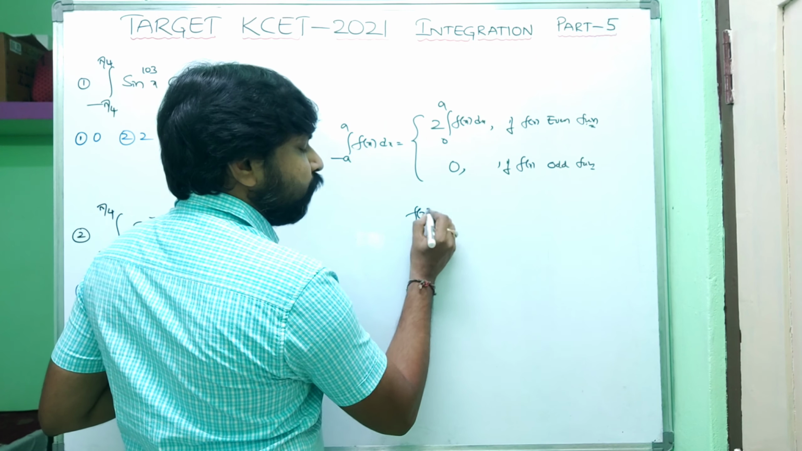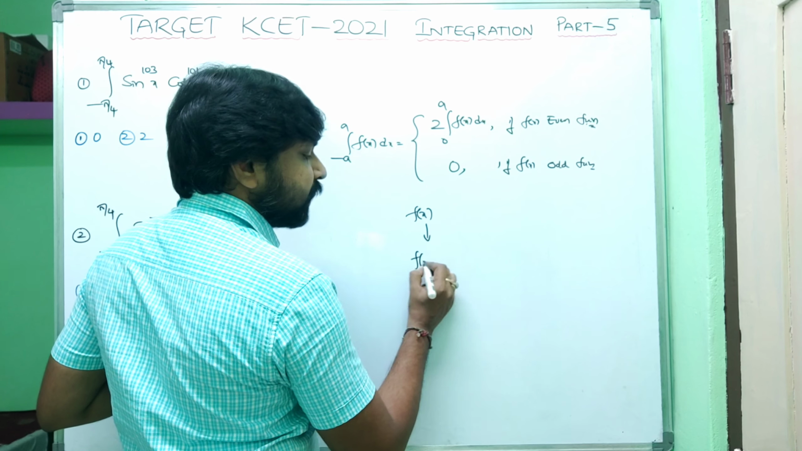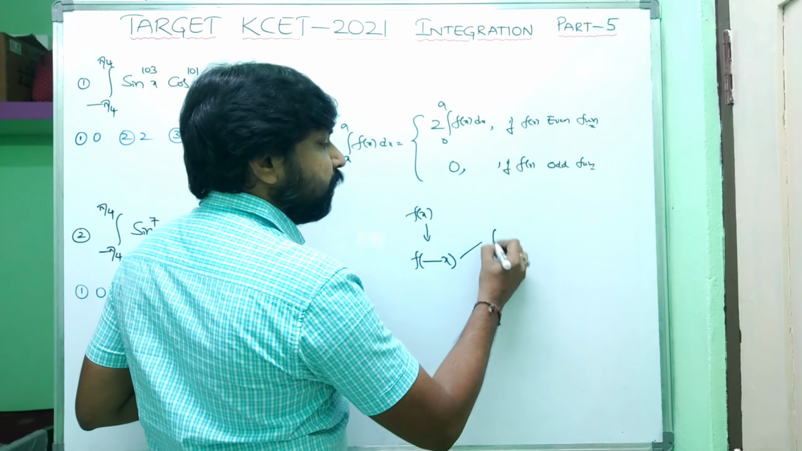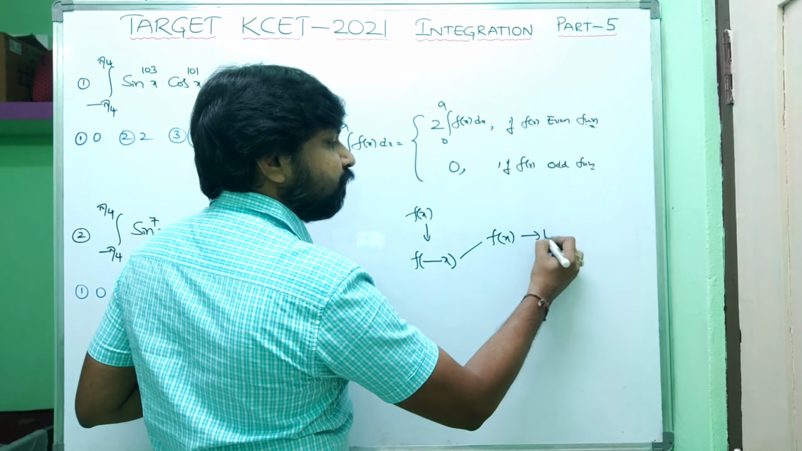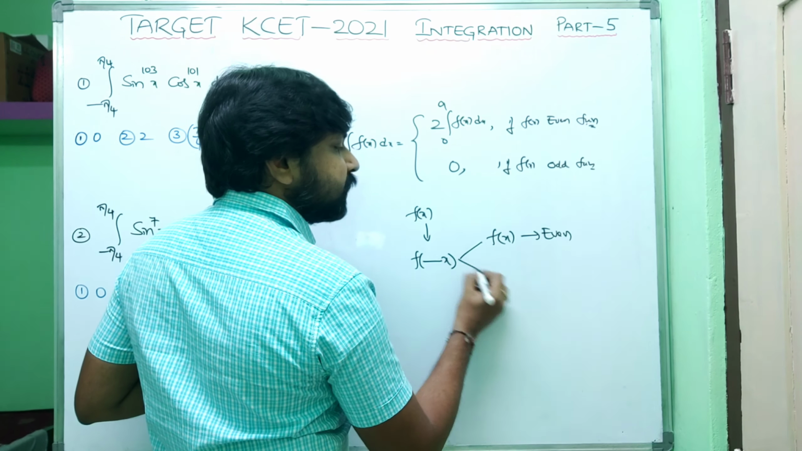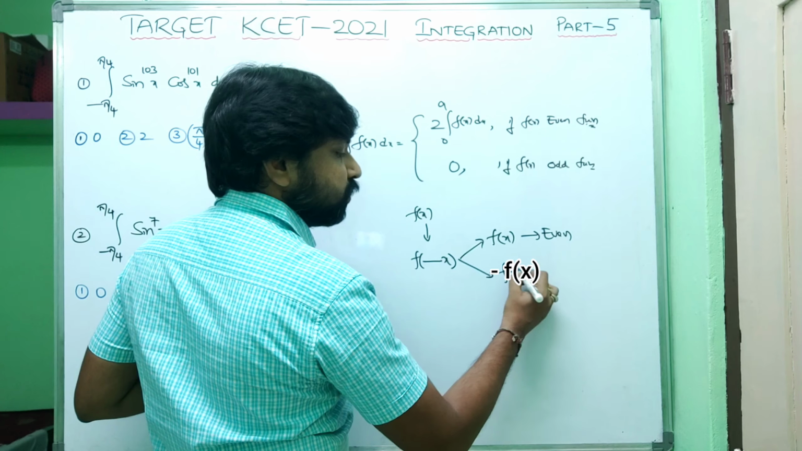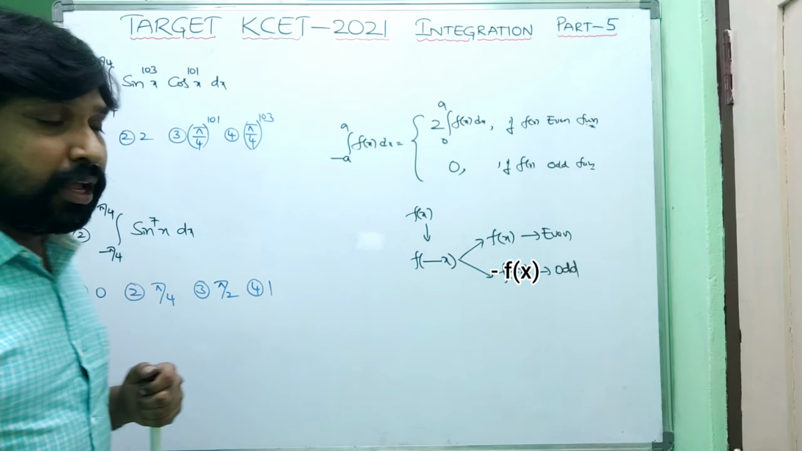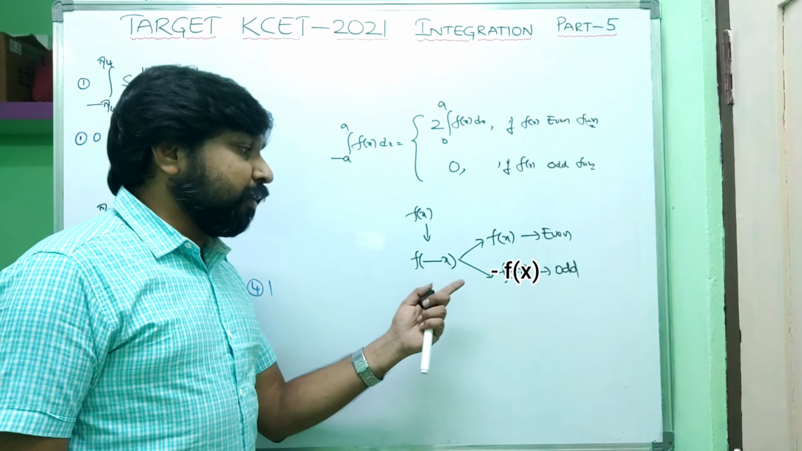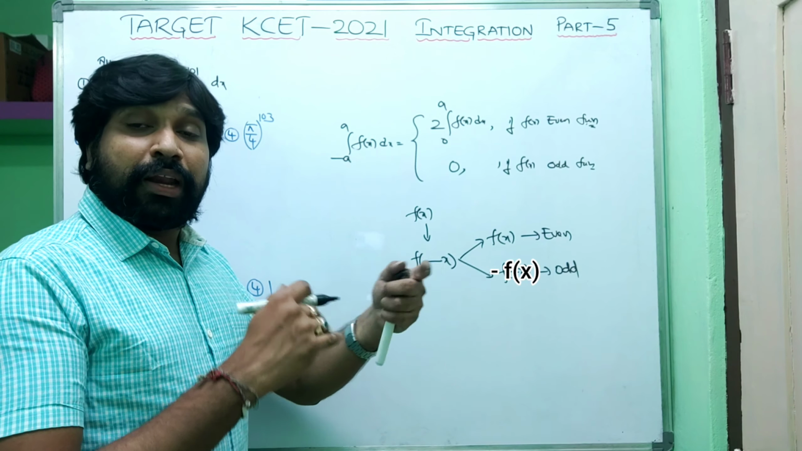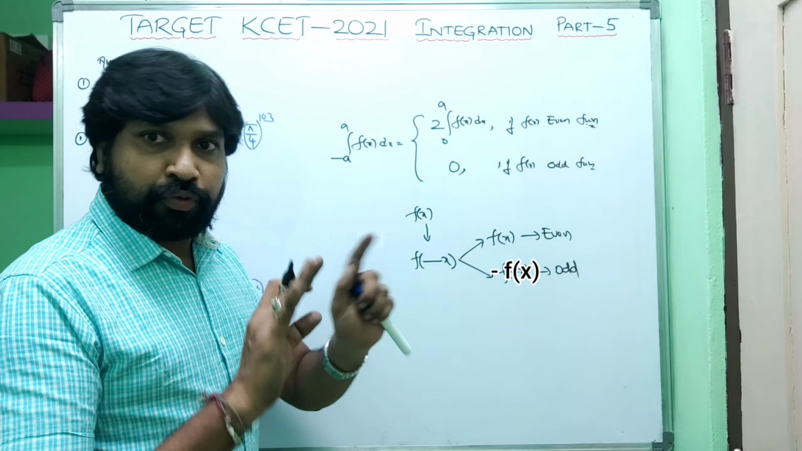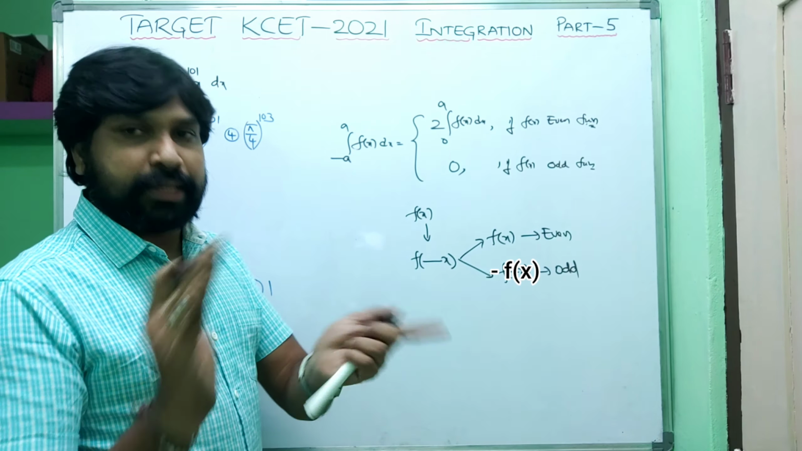They give f(x); you need to substitute minus x instead of x. If you get plus f(x), that is an even function. If you get minus f(x), that is an odd function. If you get neither plus f(x) nor minus f(x), then it is neither even nor odd, and that is also a next model question. Those kinds of questions we will discuss in the next session.